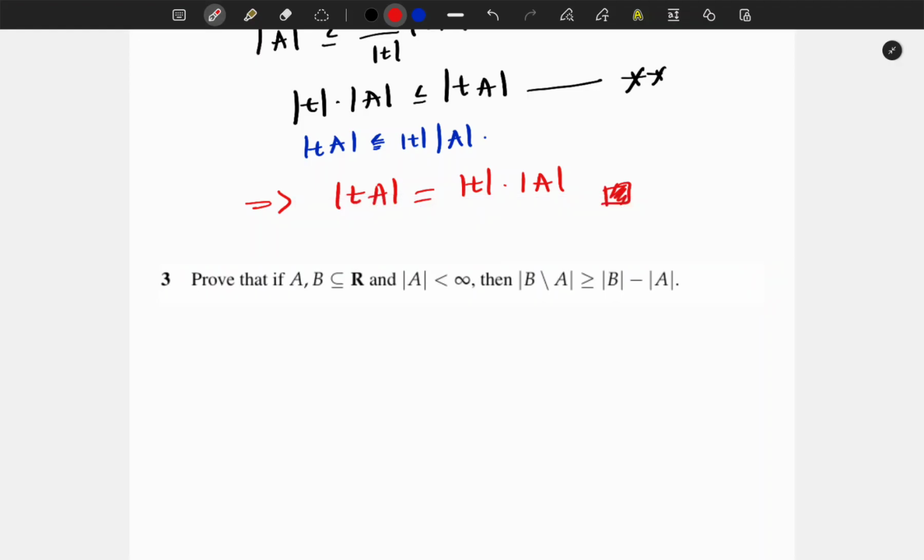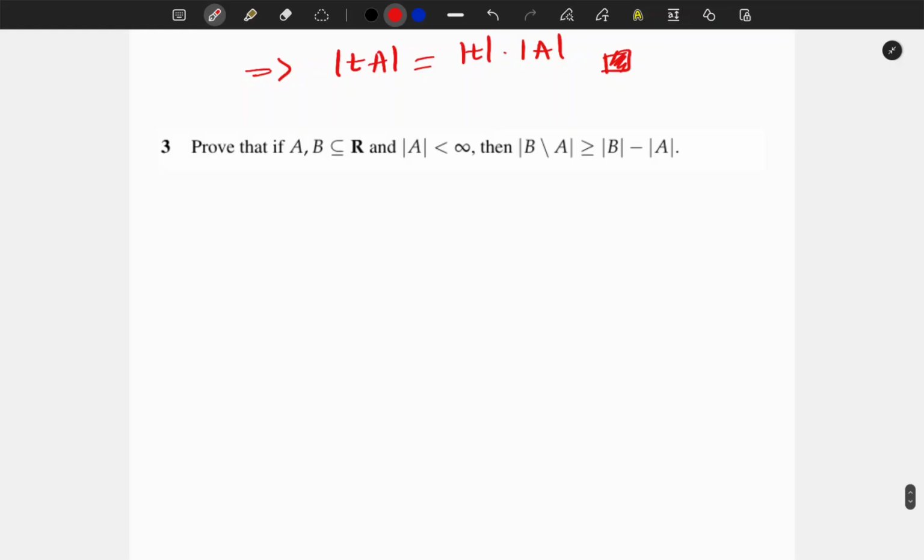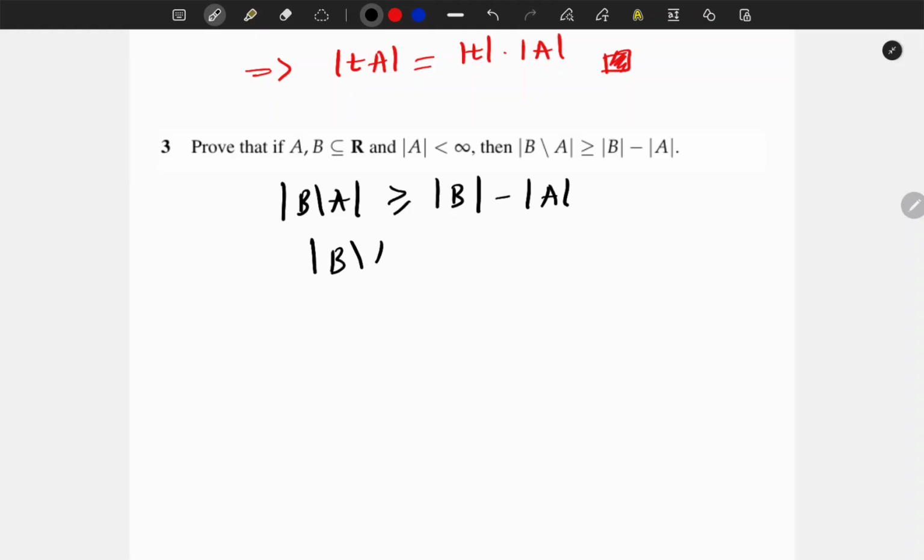We have to prove that if A, B are subsets of R, and the outer measure of A is finite, then the outer measure of B take away A is greater than or equal to the outer measure of B minus the outer measure of A. So since the outer measure of A is finite, we can rewrite this as the outer measure of B take away A plus the outer measure of A is greater than or equal to the outer measure of B. So let's prove it now. Proof.